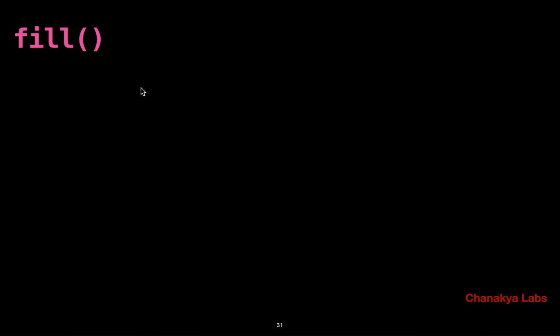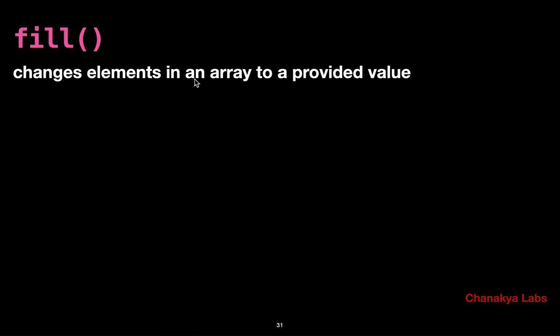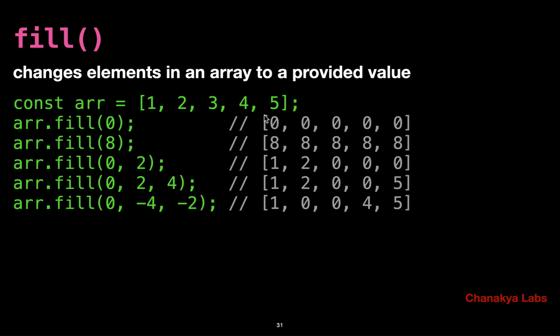Now let's look at the array fill method. It changes the elements in an array to a provided value, which means that, let's say there is an array a = [1, 2, 3, 4, 5], and I'm saying that you fill 0, which means that you fill the whole thing with 0. So let's try that out, whether it modifies the array or just returns a value.